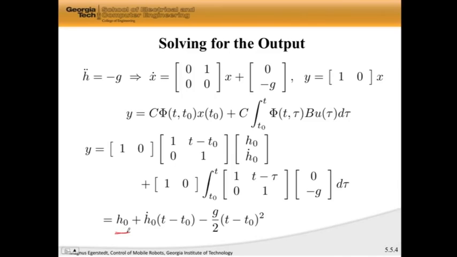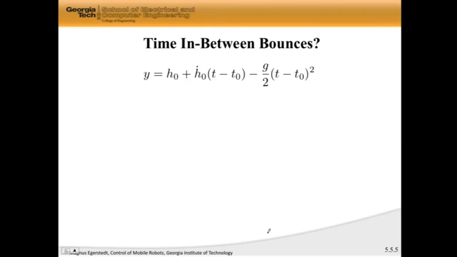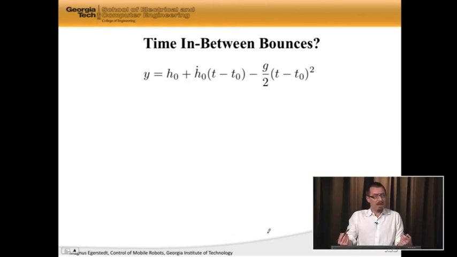It's going to be h naught plus the initial velocity, h dot naught, times (t minus t naught), and that's then minus g over 2 times (t minus t naught) squared. So this is what the output looks like in between bounces. Good. Now that we have that, let's figure out how long it takes in between bounces.